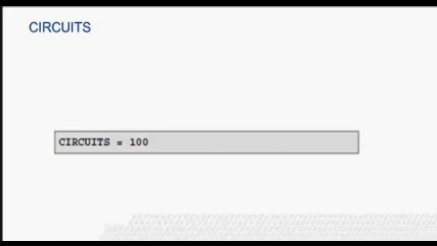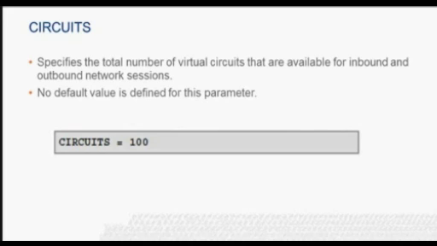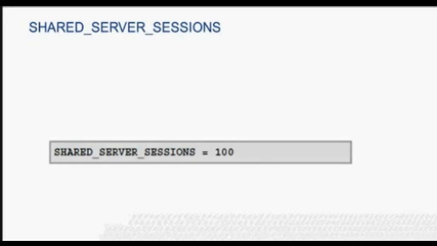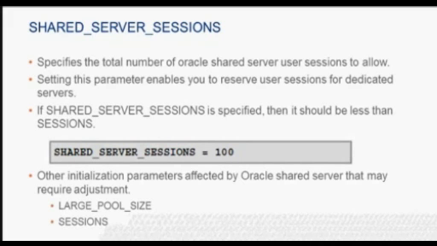Virtual circuits are user connections to the database through dispatchers and servers. The circuits parameter specifies the total number of virtual circuits that are available for inbound and outbound network sessions. This parameter is of interest because it is one of several parameters that contribute to the total SGA requirement of an instance. This parameter controls the total number of shared server sessions open concurrently at any point in time. The use of these parameters allows resources for dedicated user sessions to be reserved.